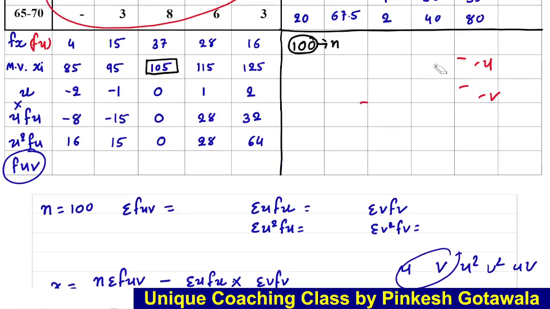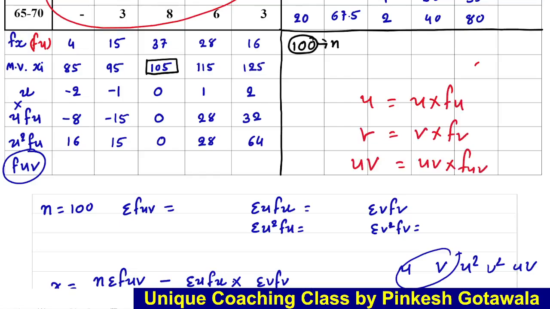Again, u multiplies with its own frequency fu. I told you in a previous video, u multiplies with its own frequency, that is fu. v multiplies with its own frequency fv. So uv multiplies with its own frequency, that is fuv. So here we should multiply u into v into its frequency fuv.